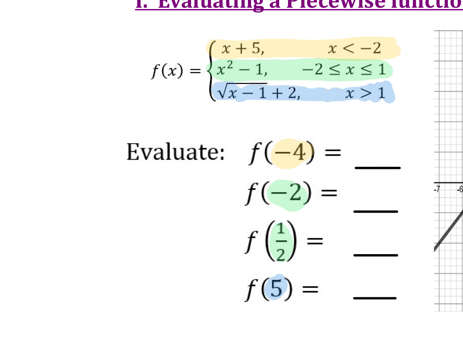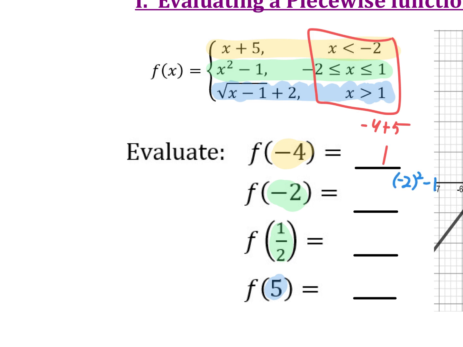So we're looking at those x value restrictions as to how to know which of the 3 functions to plug into. And the way we do that is we look at our domain restrictions here. All right, so let's evaluate. If I plugged in negative 4 for x, negative 4 plus 5 is 1. If I plugged in negative 2, we'd have negative 2 squared minus 1. Well, negative 2 squared is 4 minus 1 is 3.